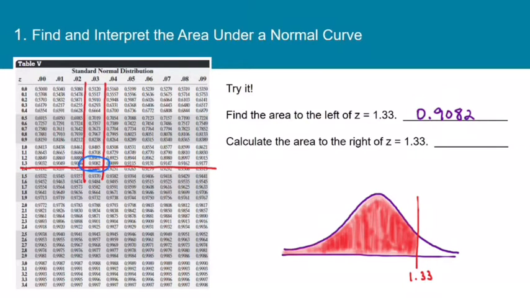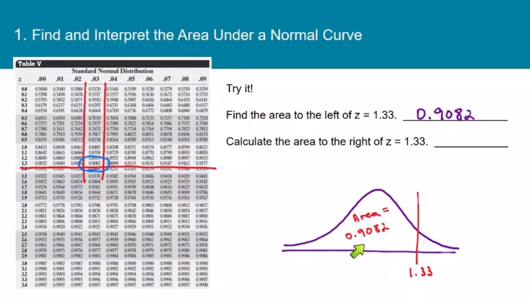Well, you know the total area under the curve is 1, so this unshaded area is the complement of the shaded area. So if the area to the left is 0.9082, then this small shaded area over here on the right is 1 minus 0.9082, which is 0.0918. So the area to the right of z equals 1.33 is 0.0918.